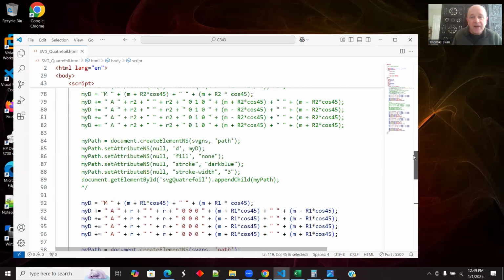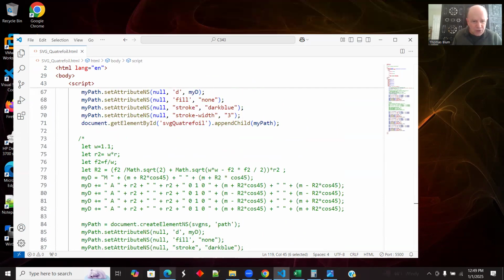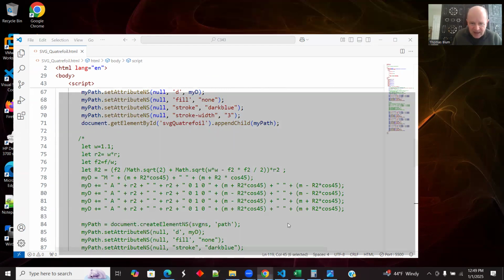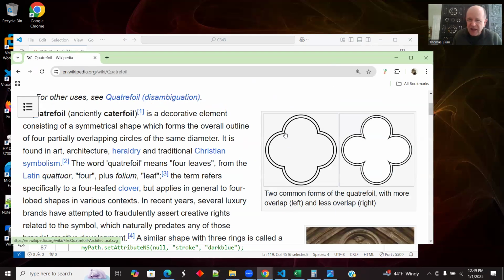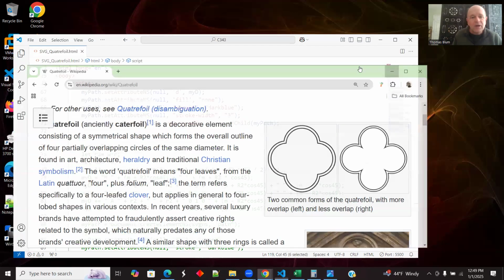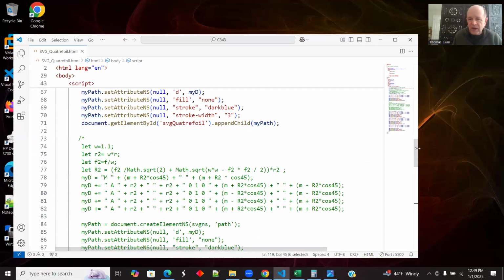Okay. And then one last thing I wanted to show was here on the Wikipedia page, they've got sort of a second quatrefoil, which has, if I'm thinking of the centers of the circles, a concentric circle. So I have four circles making up the quatrefoil, and then each circle has a concentric circle to it.